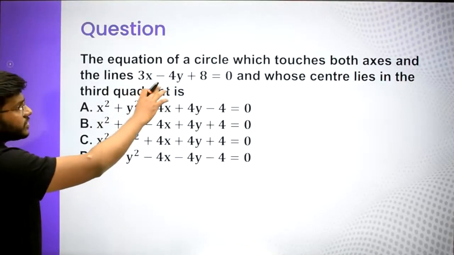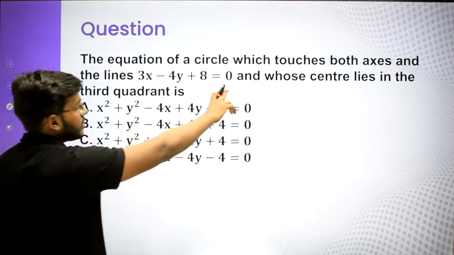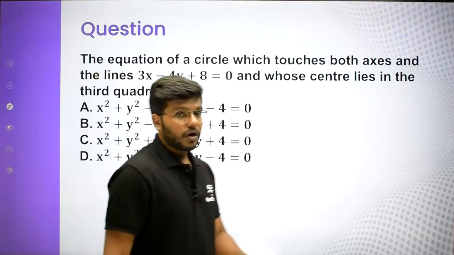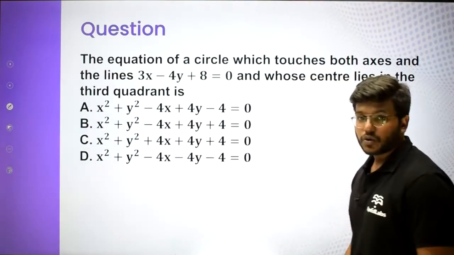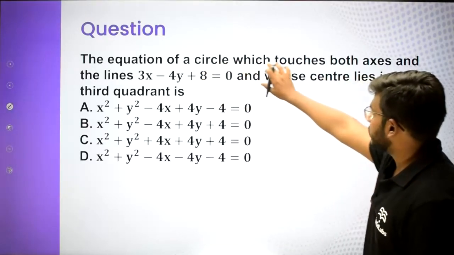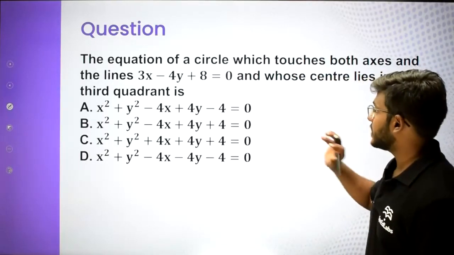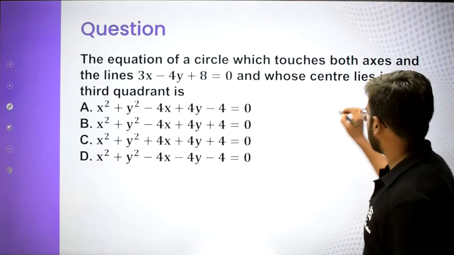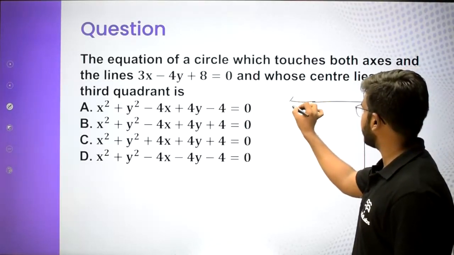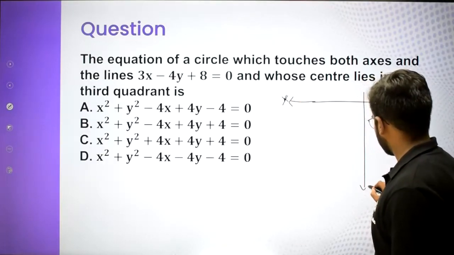The equation of a circle which touches both axes and the line 3x minus 4y plus 8 equal to 0, and whose center lies in the third quadrant. Okay, it's an objective question, guys, so try to understand this question first. What has been said? The equation of a circle which touches both the axes, whose center lies in the third quadrant. So if the center lies in the third quadrant, I can draw my coordinate axes like this. This is x, this is y.